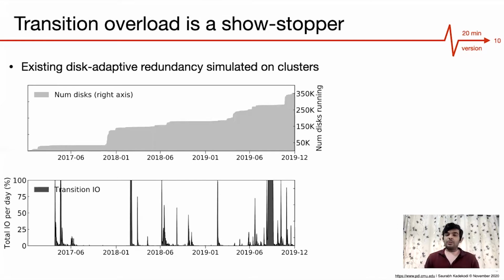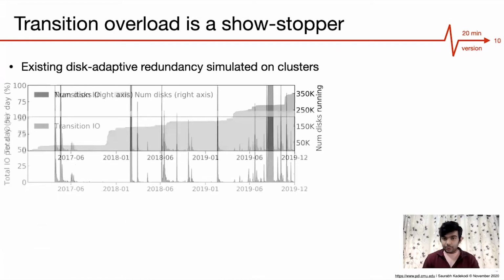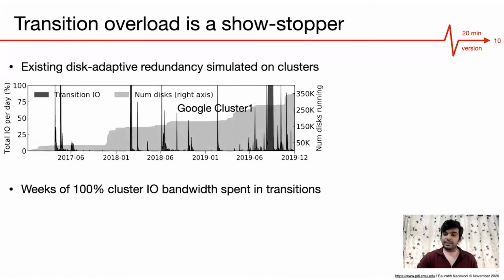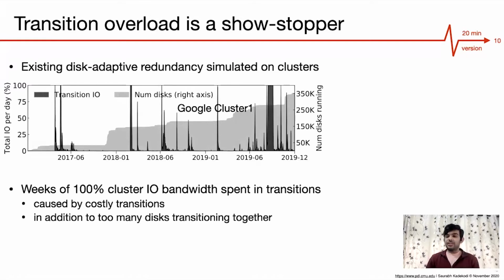Transition overload when HeART was simulated on this cluster is what is shown on the bottom plot. The left y-axis is the total percentage of cluster I/O bandwidth that is spent only in redundancy transitions. The x-axis is the same as the top graph's x-axis. And so I'm going to be combining these plots henceforth like so. And what we observe is these black patches, which are essentially the transition overload showing up. In fact, it can get so bad that around September 2019, we can see that for weeks on end, all that the cluster is doing 100% of the time is redundancy re-encodings. And this is owing to the costly I/O of re-encoding and too many disks transitioning together.